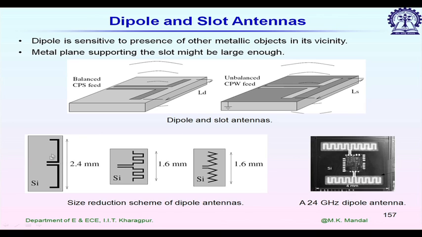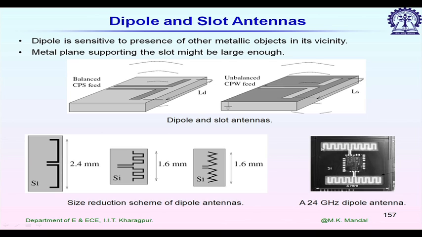Here are some examples of size reduction steps. This is a 2.4 millimeter dipole antenna for a 24 gigahertz application on silicon, and now we can use some sort of meandering to reduce the size of the antenna so that it can fit inside the chip. On the right side you can see the fabricated example. From left to right, total chip dimension is 4 millimeter. It's in silicon, and you can see we have two antennas.